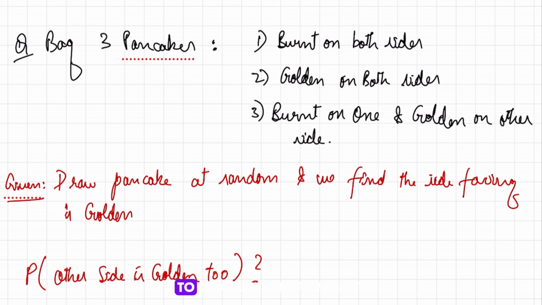This is given in the question. And we are supposed to compute the probability that the other side of the pancake that we drew out of the bag is also golden. So for this particular pancake that we drew out, what is the probability that the other side is also golden? It's a good time to pause the video and try to solve this question.